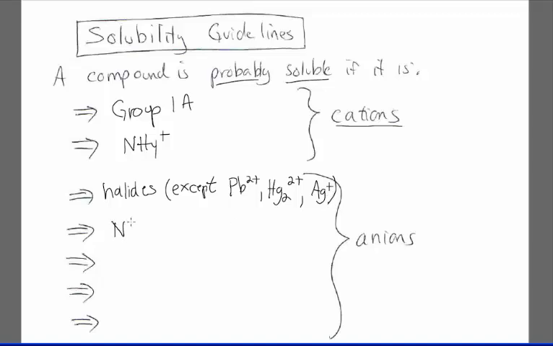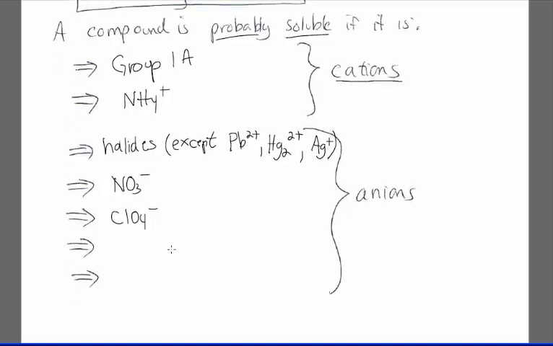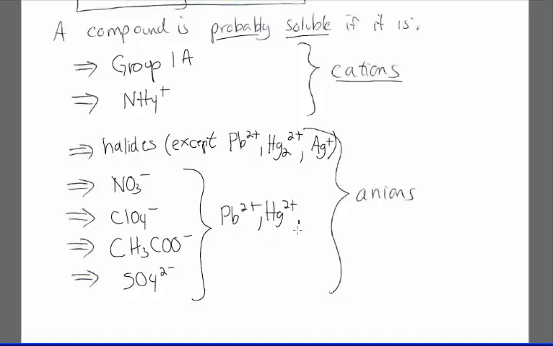All right, nitrates are generally soluble. Perchlorates are generally soluble. Acetates are, and sulfates. Now there are exceptions that apply to all these, just like above, and they do include lead 2+ and mercury 2+, but they also include barium 2+. So those are the guidelines, so now we can use those to predict when something is going to be a precipitate.